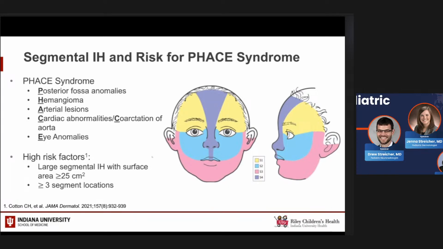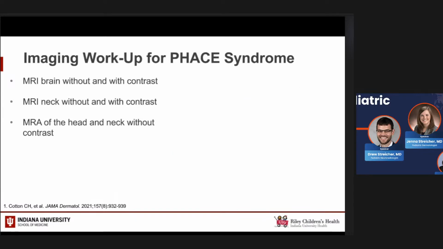Well, there you go. I just learned something too, guys. So that's great. Thank you, Jenna. So the beard-like distribution, S3 segment, increased risk of airway hemangioma. So that would explain the neck.